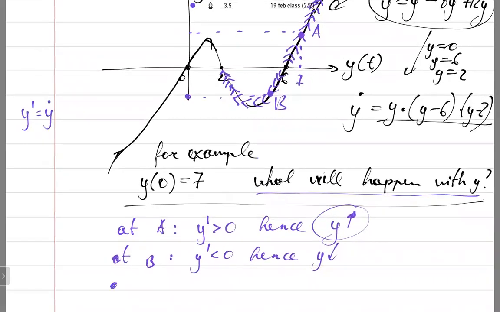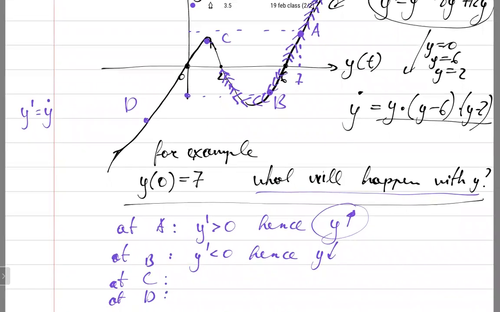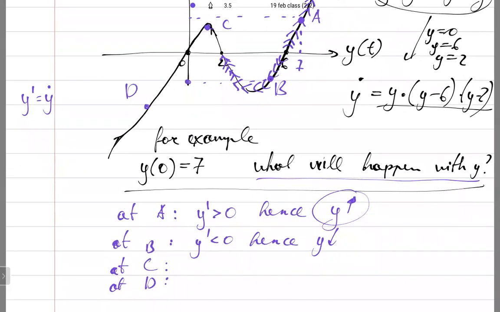And a small question to you: if I consider point C and point D, what will happen at point C and at point D? Will I move to the right or will I move to the left? At point C, the derivative of y equals 0. So is y equal to a maximum point?